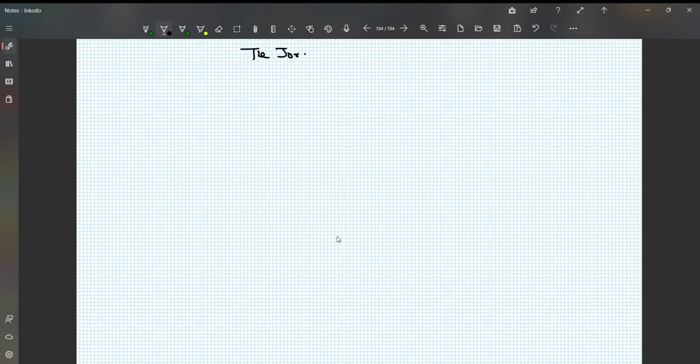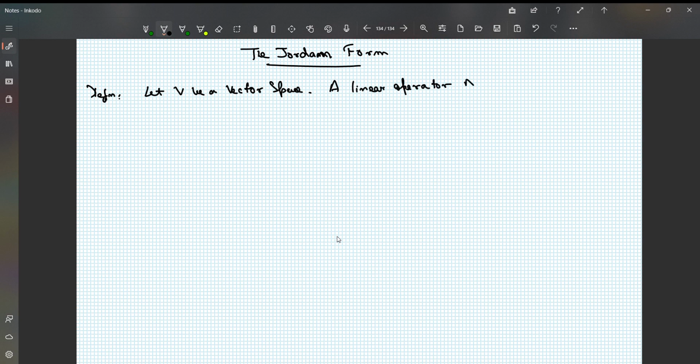Let me just write it as the Jordan form. To understand the Jordan form, the first thing we need to understand is the analog of the cyclic decomposition theorem for a nilpotent operator. So what is a nilpotent operator? If you recall the definition, let V be a vector space. A linear operator N on V is said to be nilpotent.